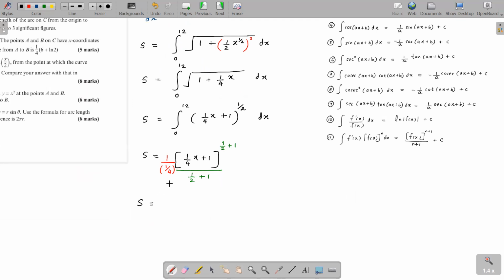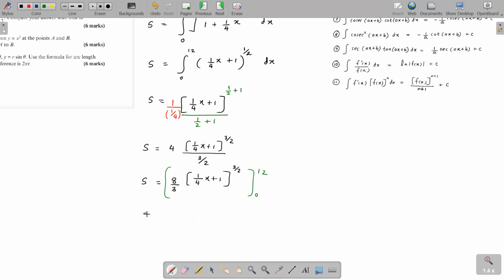So here 1 divided by 1 over 4 is actually 4, right? Half plus 1 is 3 over 2. And I get here 1 over 4x plus 1 to the power 3 over 2. 4 divided by 3 over 2 is 8 over 3. 1 over 4x plus 1 to the power 3 over 2. I have to put the limits. I still did not use my limits. My limits are from where to where? 0 to 12. Let's use our limits from 0 to 12.